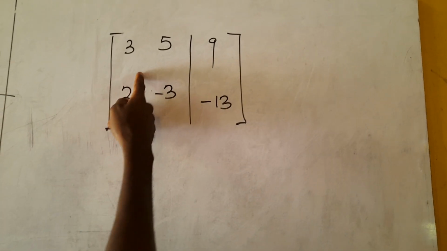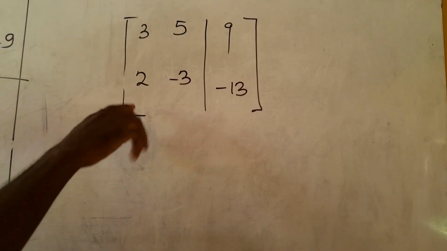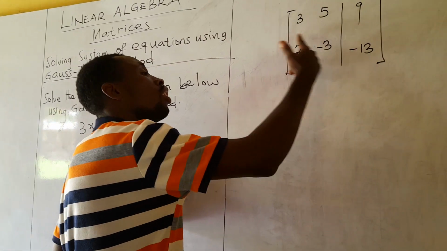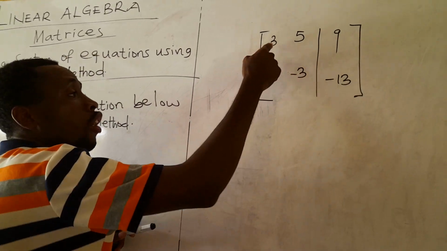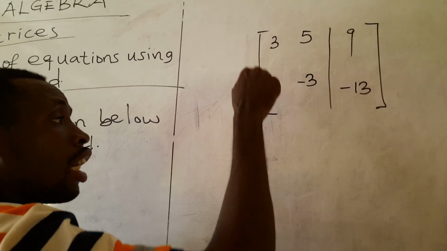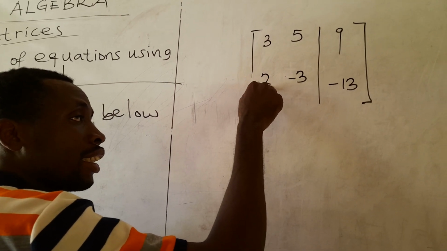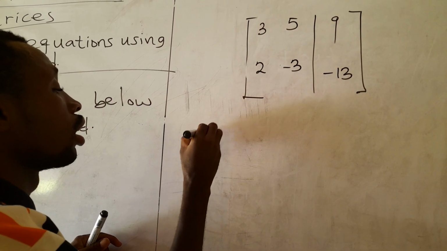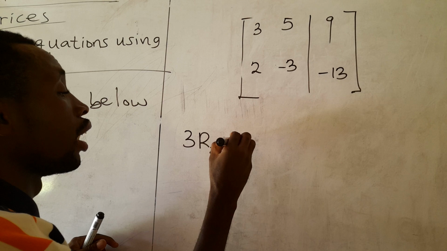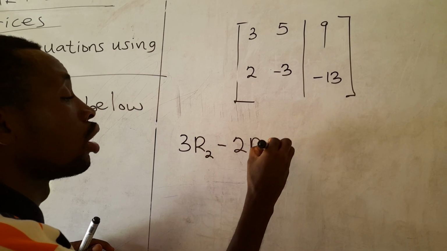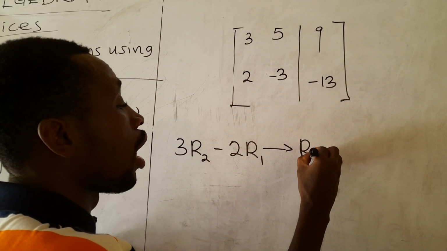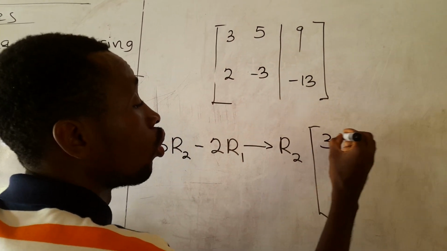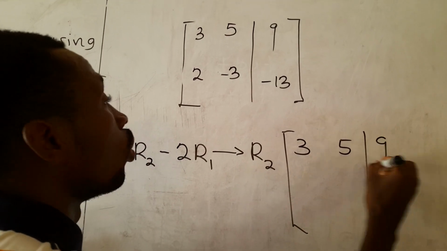So our first task is to make the entry here 0. That's if you have any method in mind. But usually I make this here 0. Now, if I multiply this by 2, it's 6. And I multiply this by 3, it's 6. If I subtract this from this, I'll get 0. So I say 3R2 minus 2 times R1 should be substituted into our R2. That means our first column will not be affected. So we repeat that. Only this place will be affected.